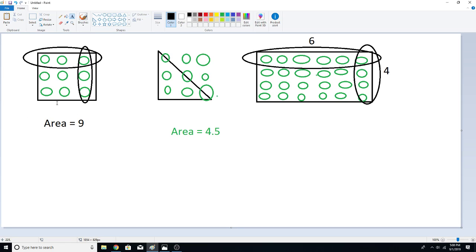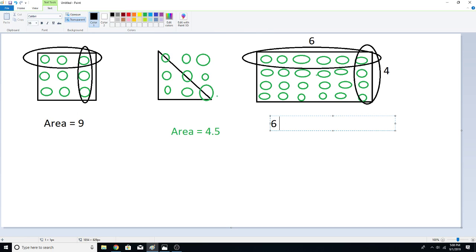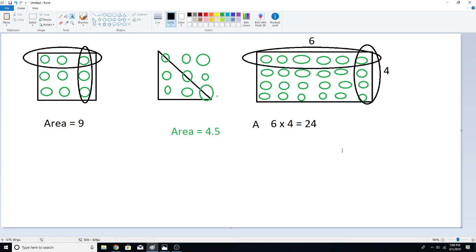So using the same principle, we use this perfect square here. 6 times 4 equals 6, 12, 18, 24. So the area is 24. 24 chairs, 24 meters squared.